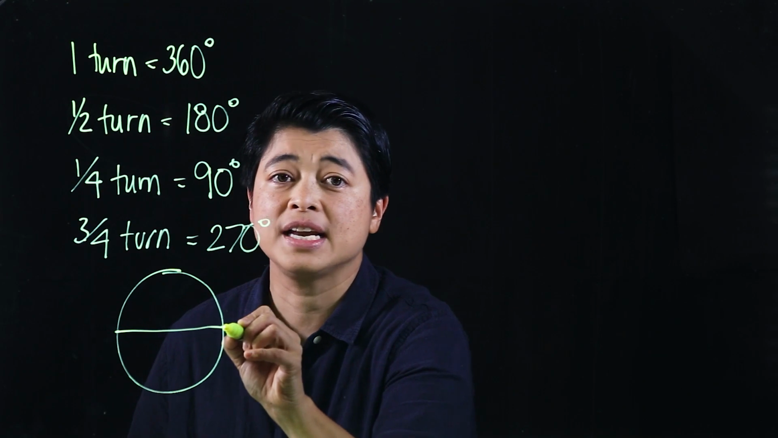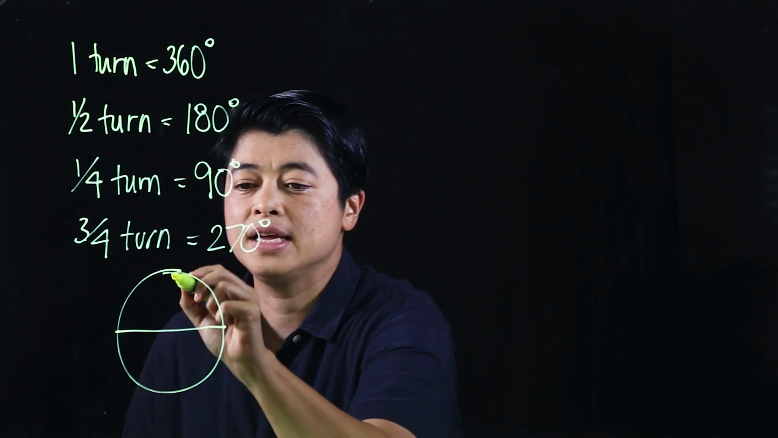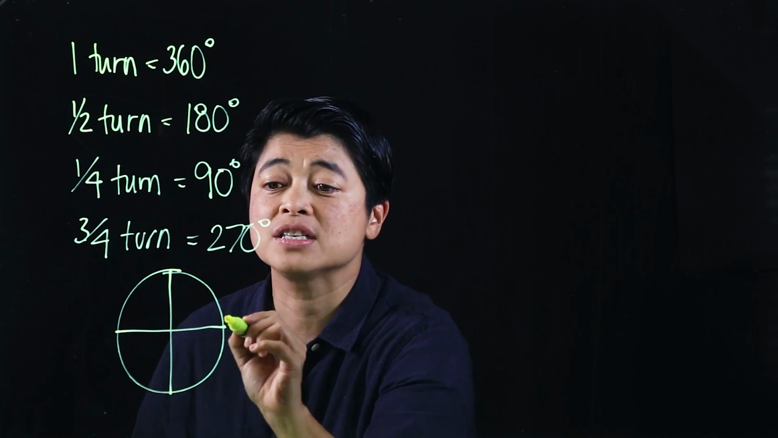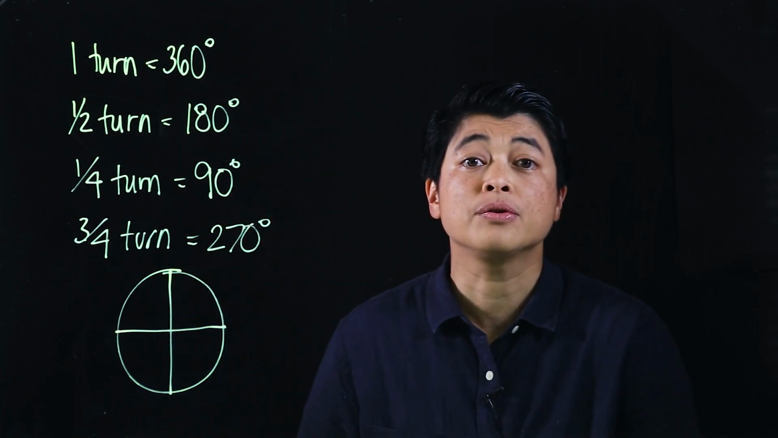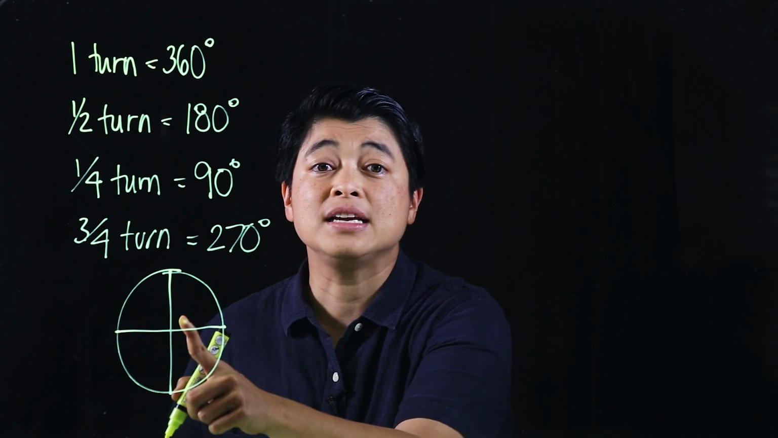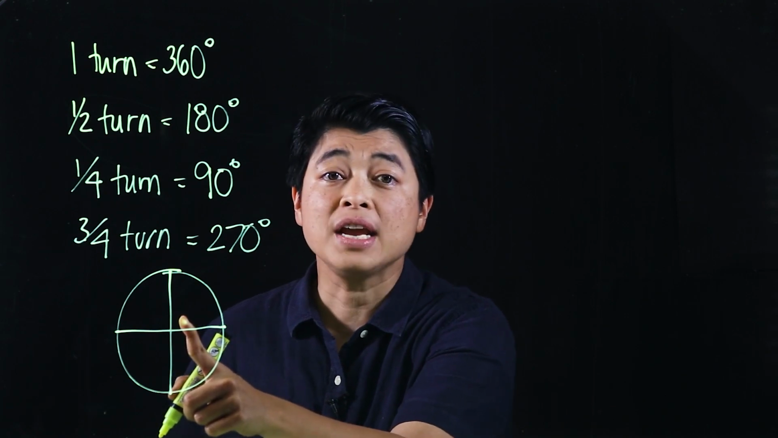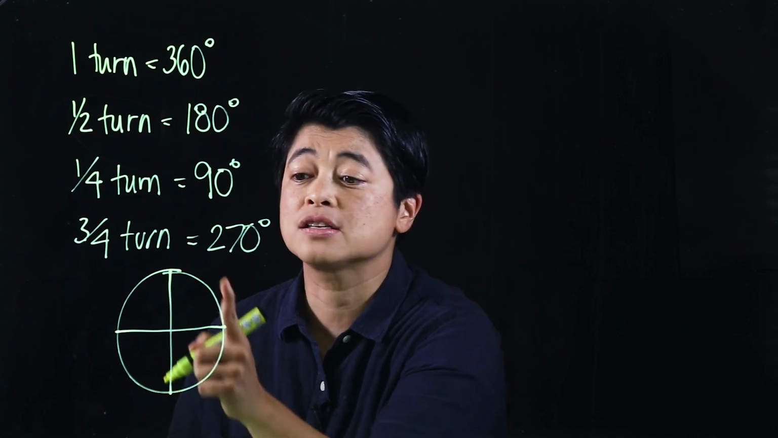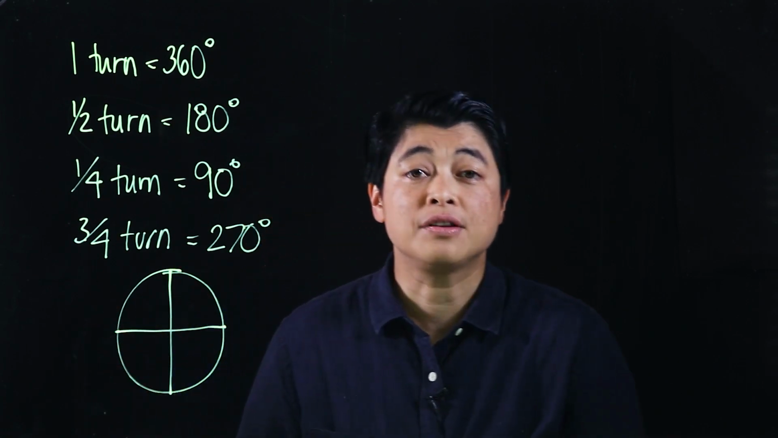This is 180 degrees, the top. This is a quarter of a circle, which is a quarter of a turn to them, so that would be 90 degrees. So if we go 3/4, that's 1/4, 2/4, 3/4, that's 270 degrees.